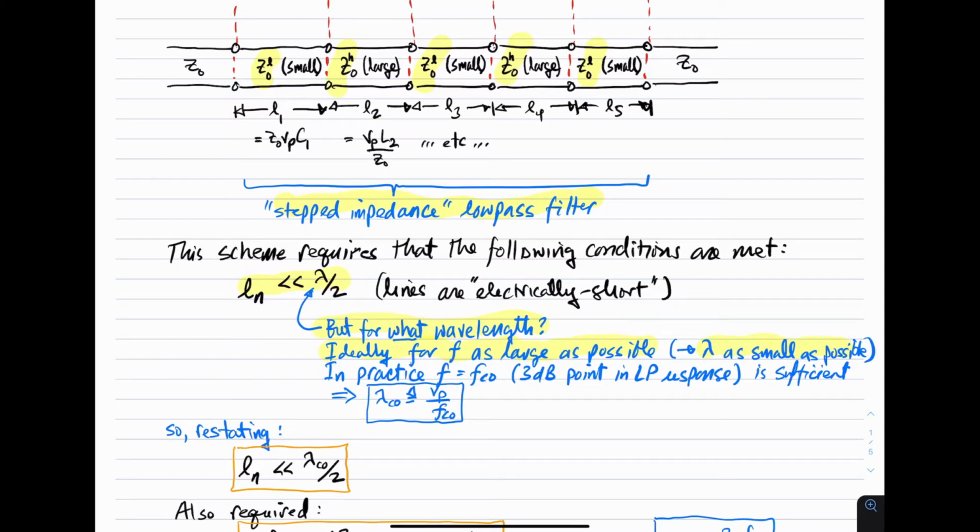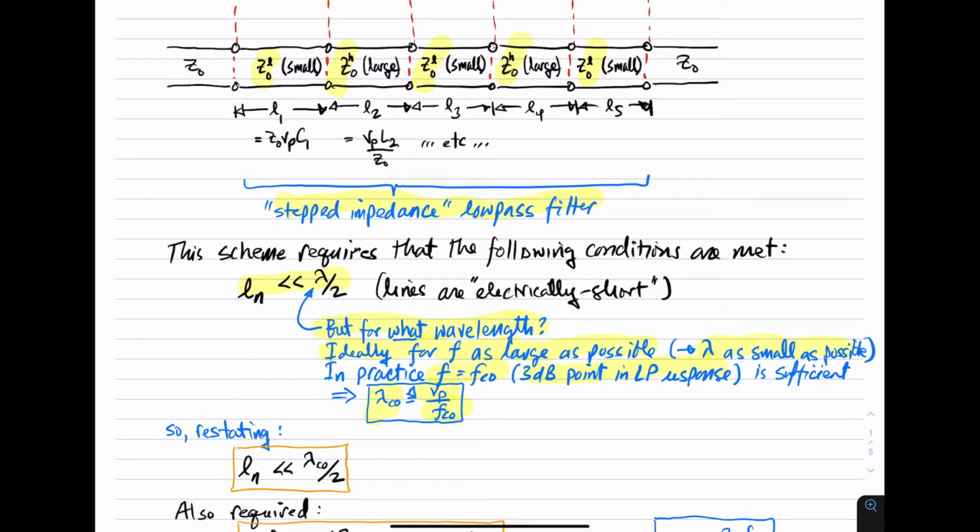So in practice, what we do is we choose this wavelength at which we will enforce the criterion of electrical shortness to be at a frequency equal to the cutoff frequency of the filter. That is, at the 3 dB point in the low-pass response of the filter. So with that in mind, we will enforce this criterion with respect to a wavelength, which we will call lambda sub CO, CO for cutoff, which is equal to the phase velocity divided by the cutoff frequency.